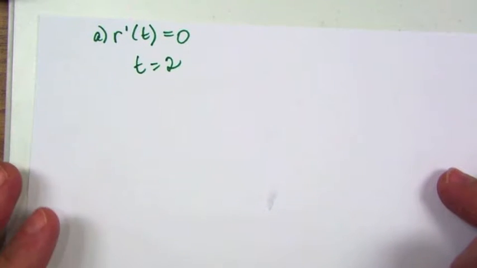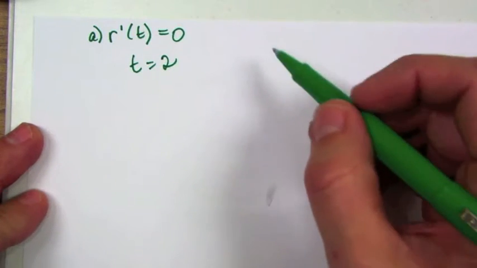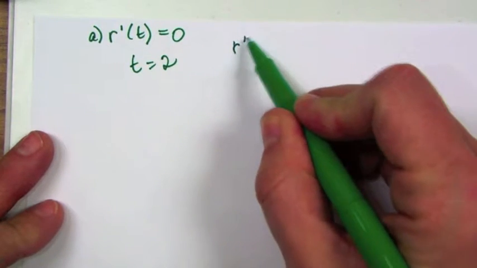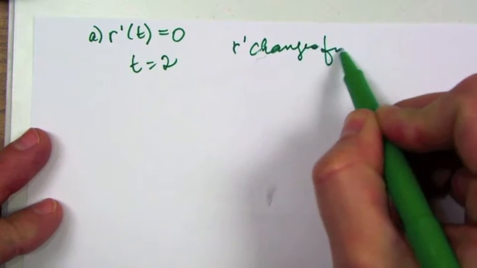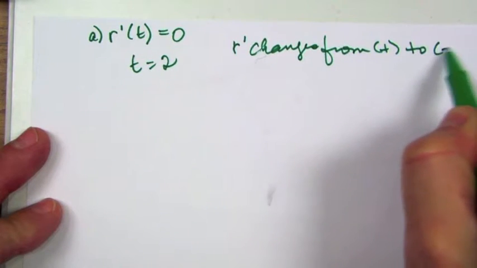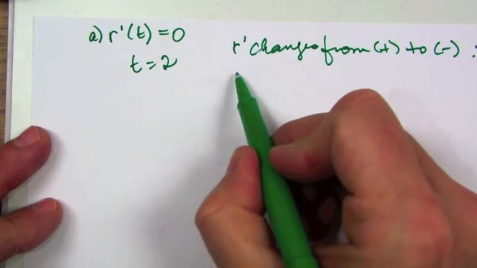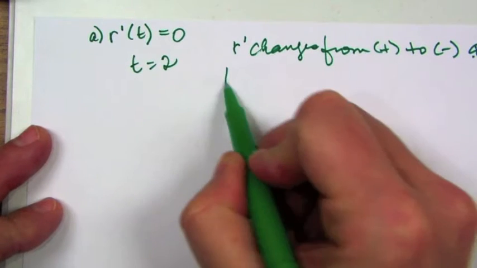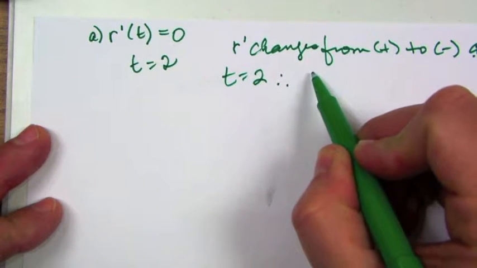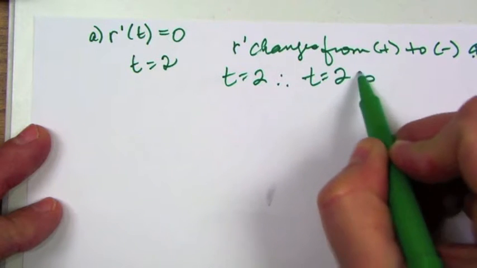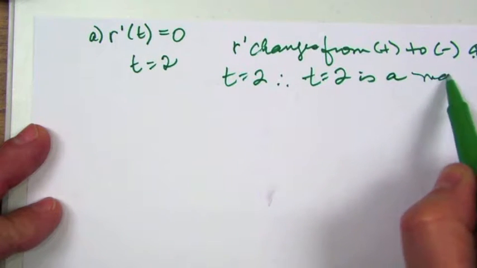Okay? And it does say, well, it doesn't really say to justify your answer, but no, we need to. Okay, R prime changes from positive to negative, therefore, we're at t equals 2, therefore t equals 2 is a max.